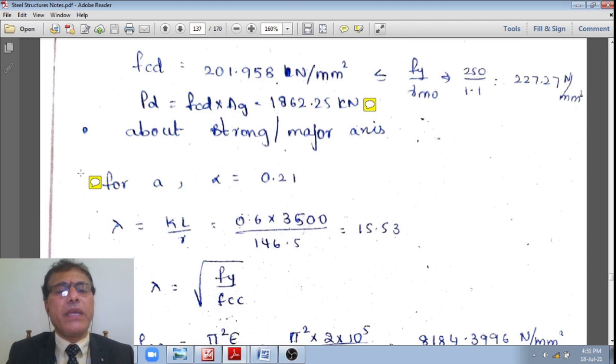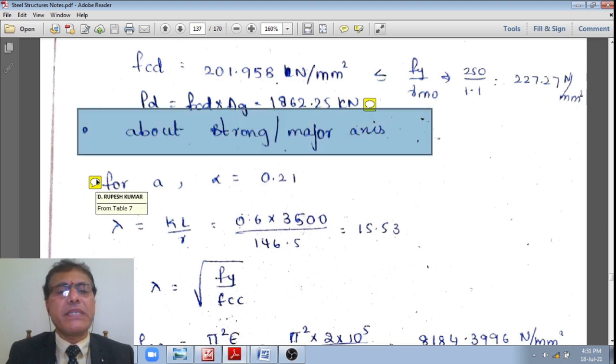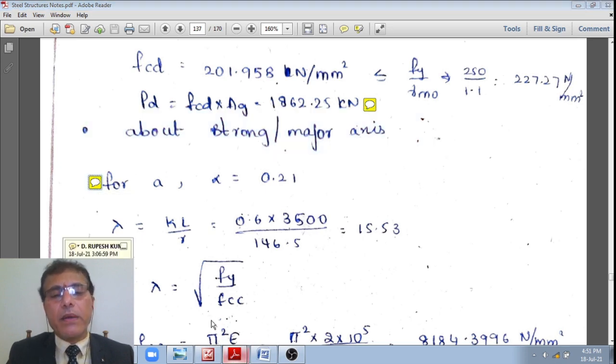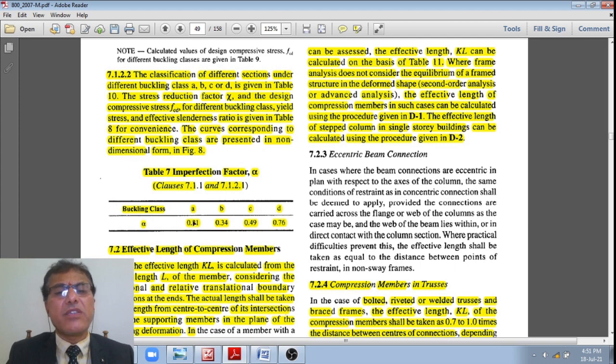However, even if I calculate using the same formula about the major axis, now I'll calculate the load carrying capacity of this column about the strong axis or major axis, about which it is buckling class A. Therefore, from table A, as we have just seen in the previous case, for class A it is 0.21.